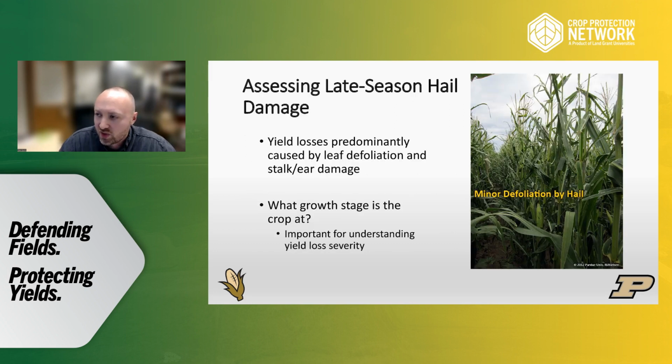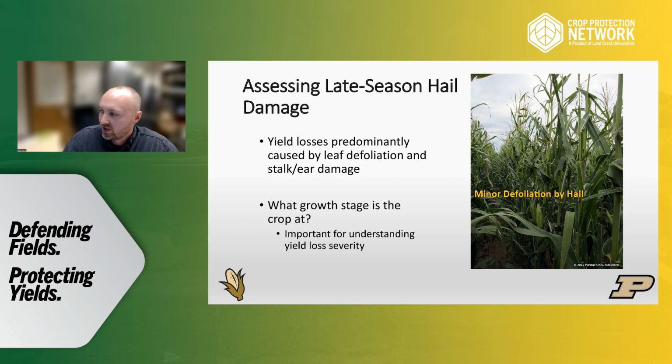So now I'm going to quickly switch gears here. We talked about the early season vegetative growth stages, but what about late season hail damage and damage during the reproductive growth stages of that corn? At this point in time, yield losses are predominantly caused by both leaf defoliation and also stalk and ear damage. And again, I'm going to keep highlighting this: it's important to understand what growth stage that corn plant is at. If we know what the growth stage is, it can help us understand what our yield loss severity is, especially due to leaf defoliation at that point in time.